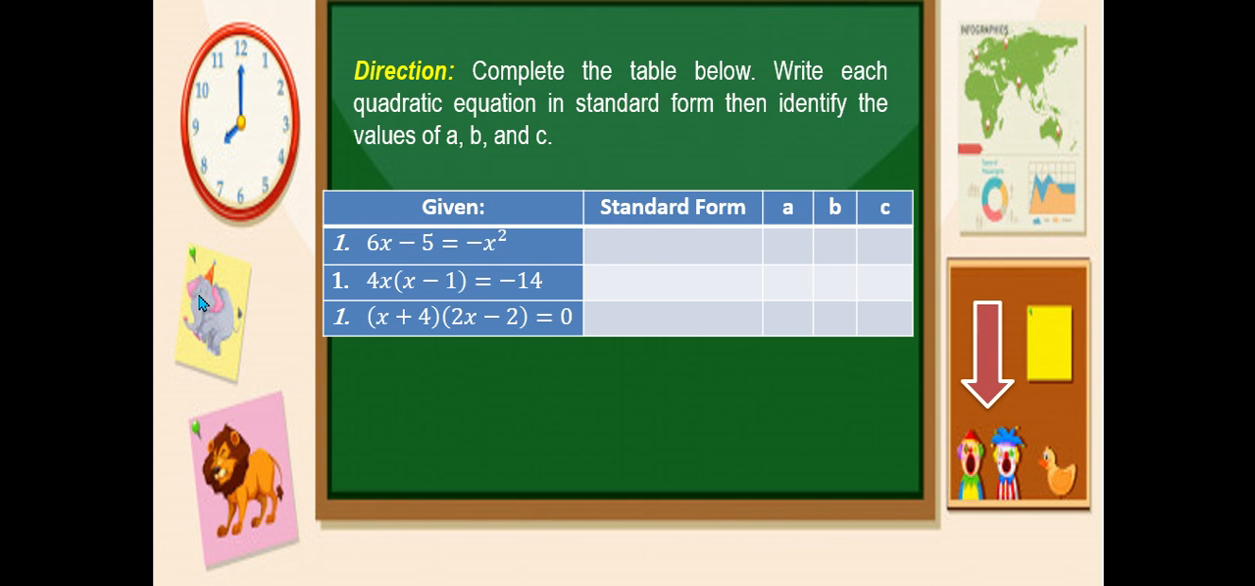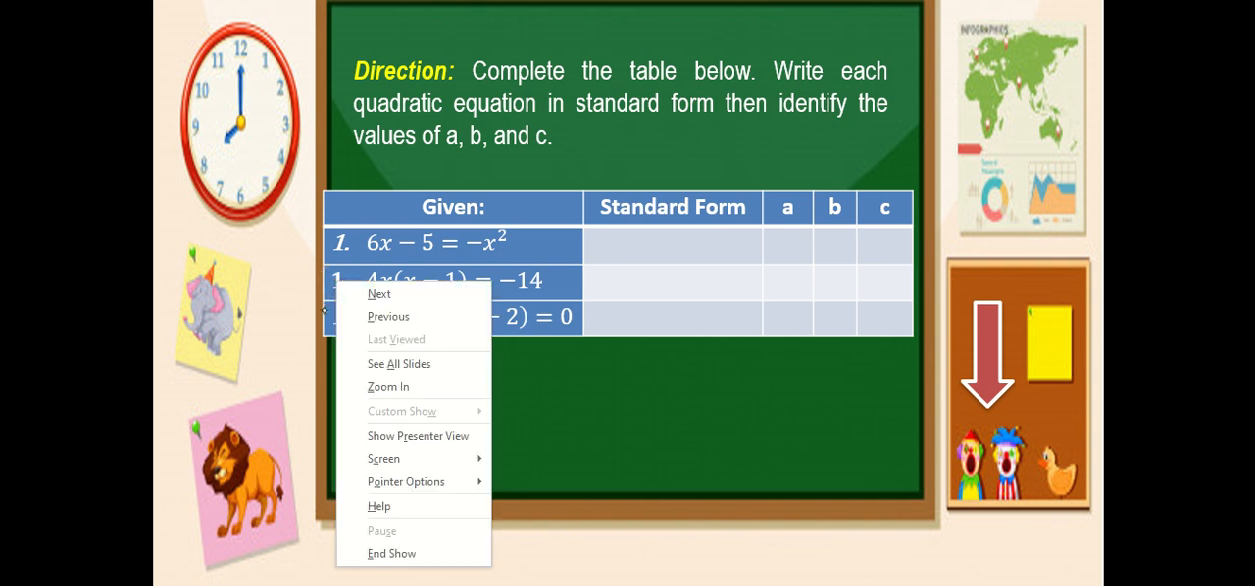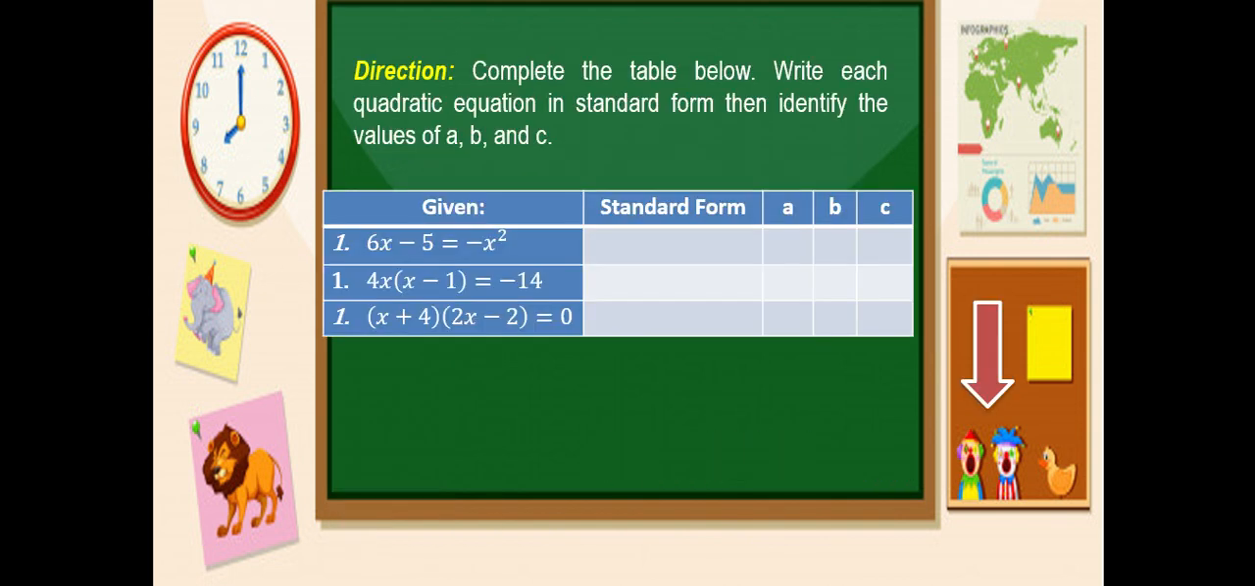Okay, so for your zip work, so I have here 3 items. For the direction, complete the table below, write each quadratic equation in standard form, then identify the values of A, B, and C. Okay? Ayan. So, pwede nyo i-send sa akin yung sagot within this day, or kung hindi talaga kaya, pwede nyo i-send sa akin tomorrow kasi may meeting naman tayo tomorrow morning.